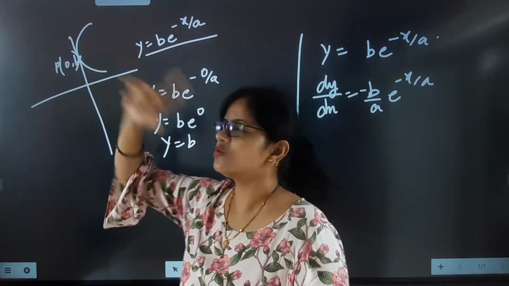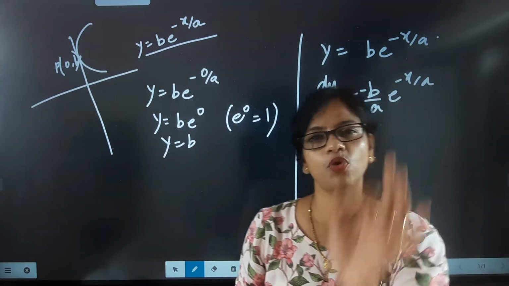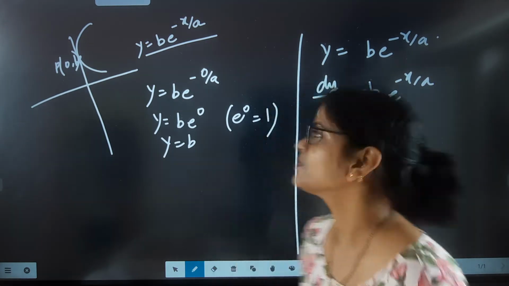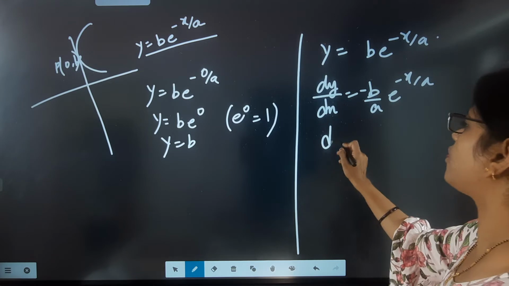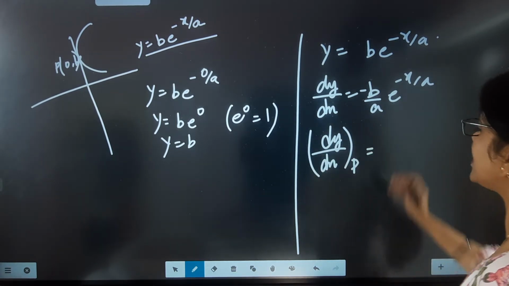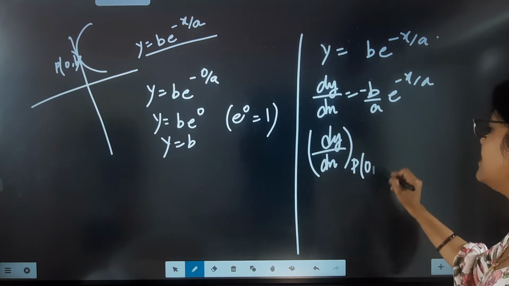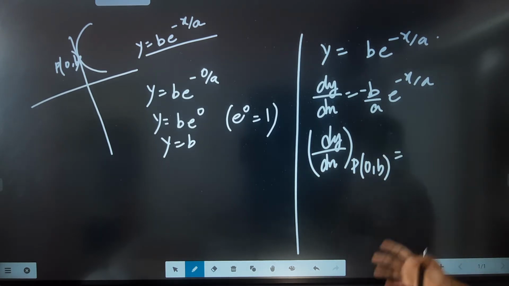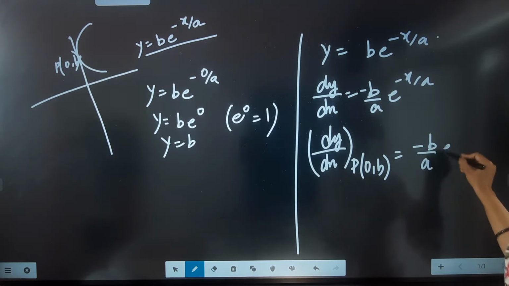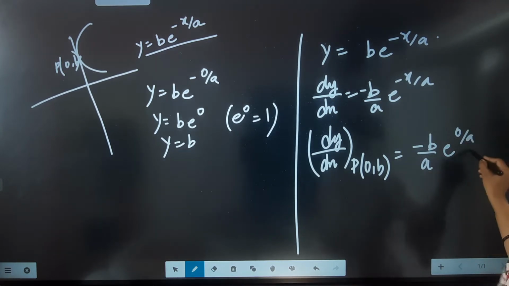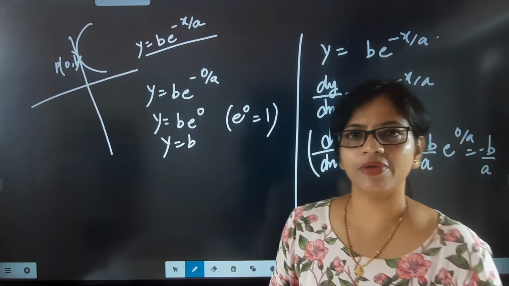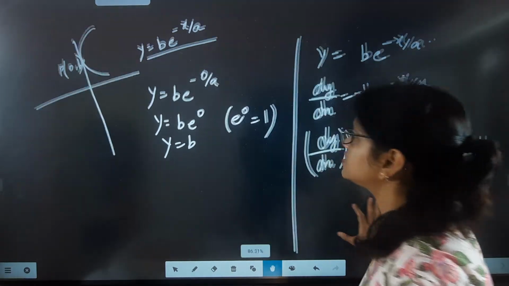So this point P, I am considering that this is the point where the tangent is also touching the curve. Okay, so that means slope at point P. If I want the slope at point P, that means P is exactly (0, b). So shall we substitute this one? It is exactly coming as minus b by a e to the power 0 by a, which gives us minus b by a. So the slope at this point is coming as this much. Jackpot here.